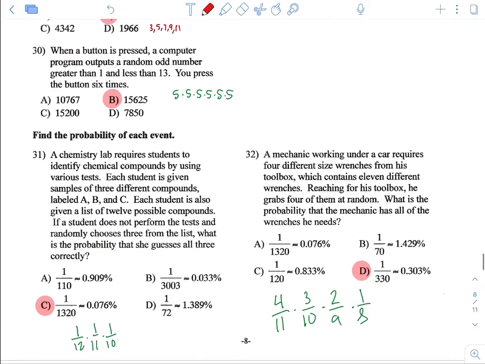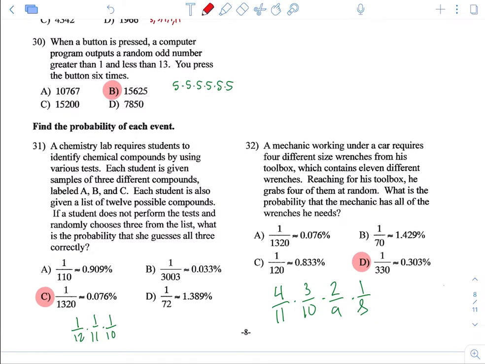Alright, so 31. Now, in this one, a chemistry lab requires a student to identify chemical compounds by using various tests. Each student is given samples of 3 different compounds, labeled A, B, and C. Each student is also given a list of 12 possible compounds. If a student does not perform the test and randomly chooses 3 from the list, what is the probability that she guesses all 3 correctly?